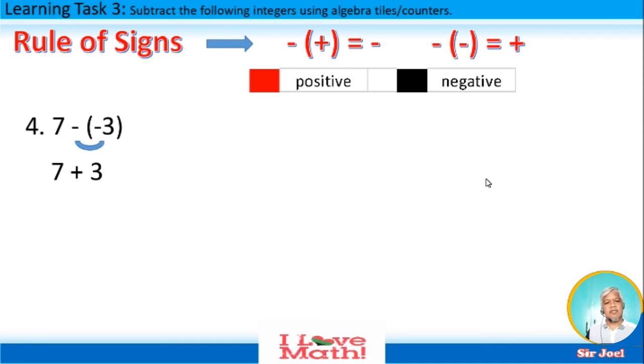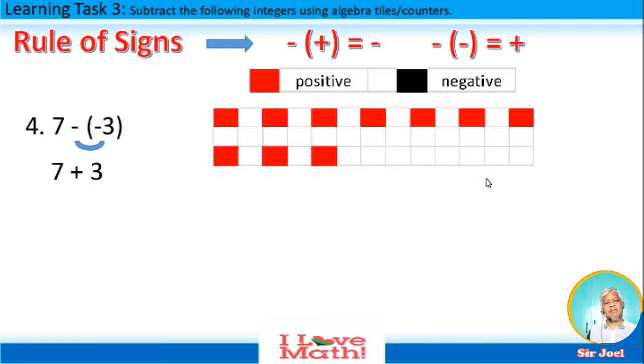Pero since sabi daw ay using algebra tiles, gawa tayo ng 7 red square para sa positive 7 and another 3 red para sa positive 3. At dahil wala namang black given, wala kang pwedeng makancel. Bilangin lahat at yun ang magiging kasagutan. Dahil pula, syempre ano ang sagot? Yun. Alam kong alam niyo yan. Next, number 5, 12 minus 15.